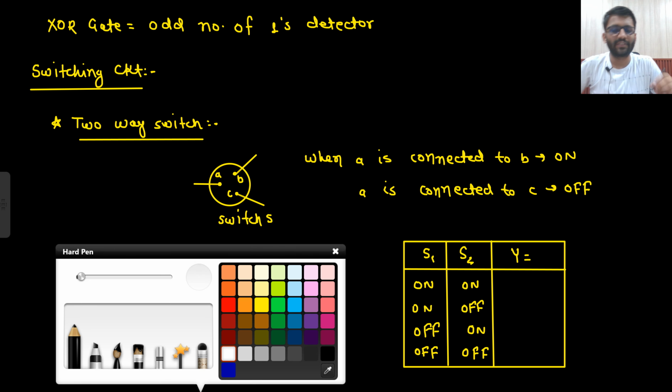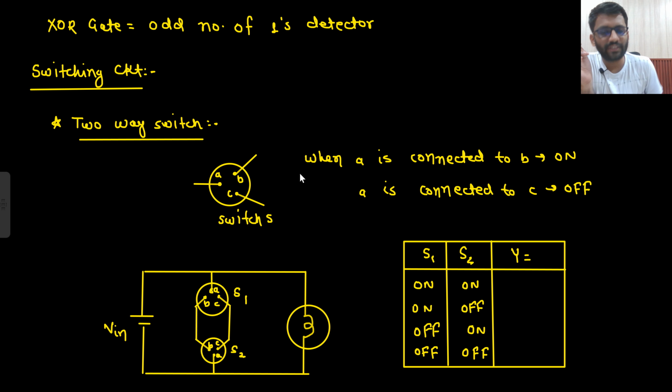Now we will see the switching circuit. For this switching circuit, we will use a different kind of switch known as a two-way switch. If my A is connected to B, then I will assume the switch to be on. And if my A is connected to C, then I will assume the switch to be off. It can be the other way around as well. Like if A is connected to C, then it would be on, and if A is connected to B, then it would be off. It will be given in the question.